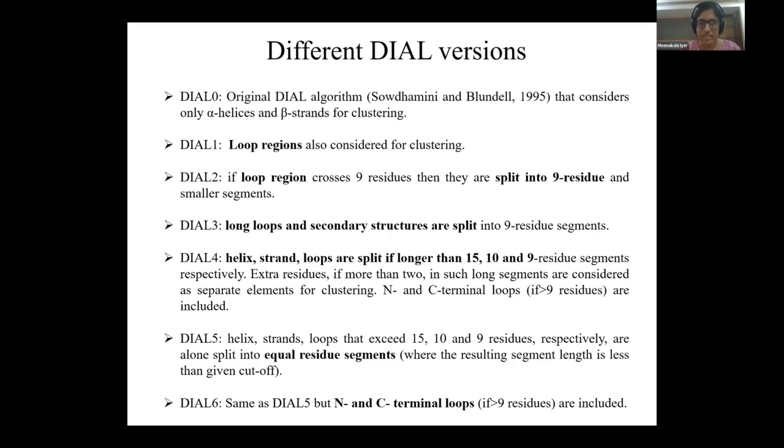And in each of these cases, we start with the secondary structures, and then from DIAL 1 onwards, even loop regions are taken as secondary structures for the clustering calculation. And in the later versions of DIAL, currently we are using DIAL version 4, we are splitting longer secondary structures such as helices, strands, and loops if they are longer than 15, 10, and 9 residue segments respectively. And we are then doing the clustering calculation to assign the disjoint factor to each of these secondary structural distances.